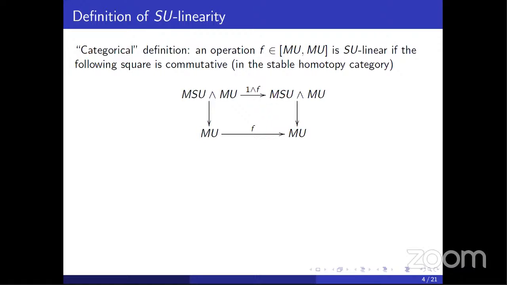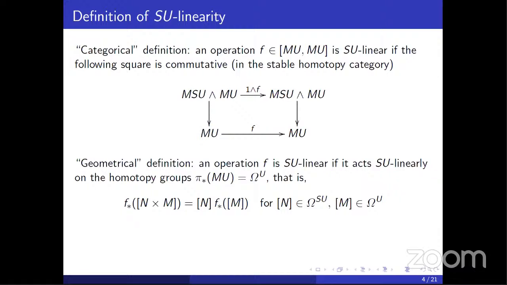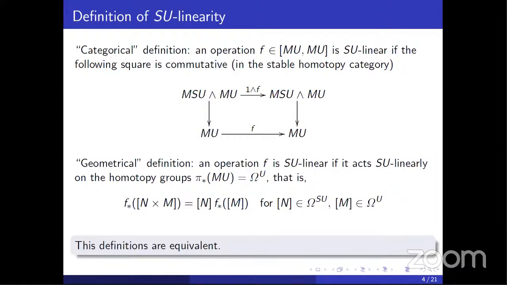And the second definition is geometrical. An operation f is SU linear if its action on the homotopy groups of MU is SU linear in the following natural sense. If we have a complex cobordism class M and an SU bordism class N, then the value of f on the product N times M is just N times f of M. So the action of f on the complex bordism groups is linear with respect to multiplication by SU manifolds. In general, the categorical definition of course implies the weaker geometrical definition, but one can check that in our case of MU and MSU spectra, these definitions are equivalent. That is, the geometrical definition implies the categorical one.